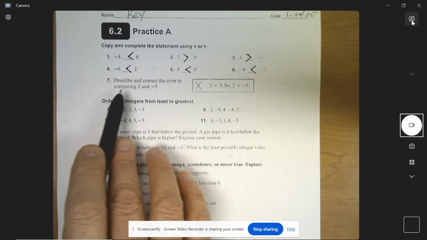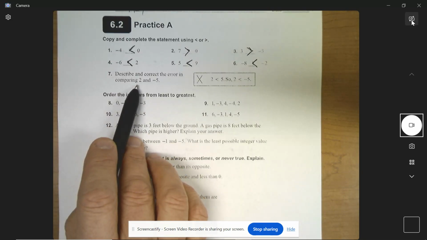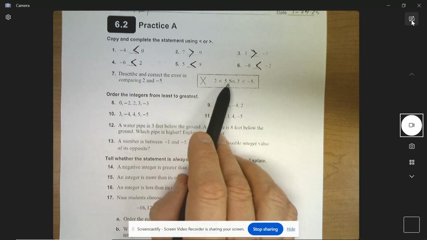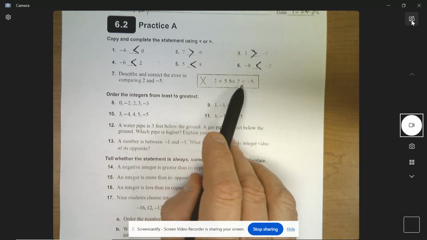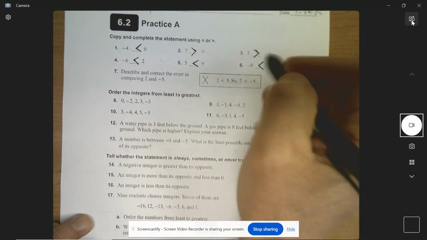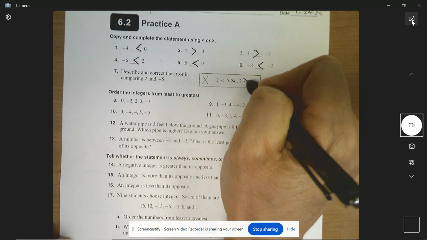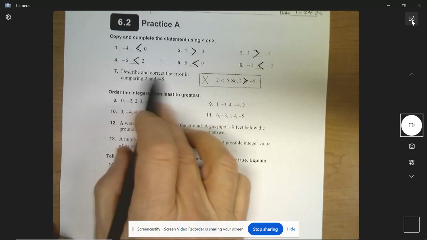All right, number 7. They made a mistake. Describe and correct the error in this problem. So they wrote 2 is less than negative 5. What? What are you talking about? 2 is further to the right, so the 2 is bigger than the negative 5. Describe and correct the error.